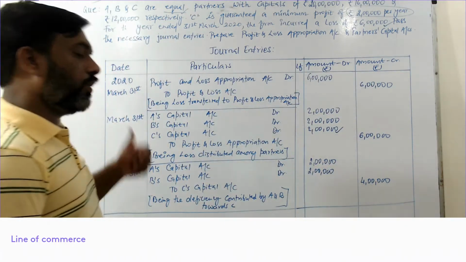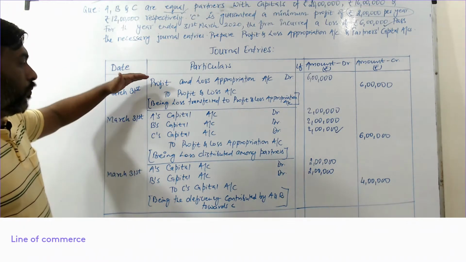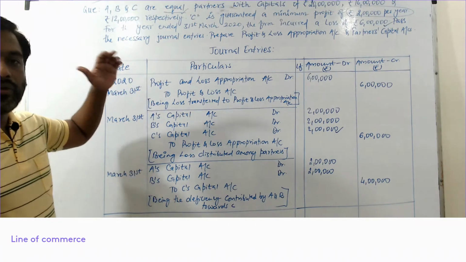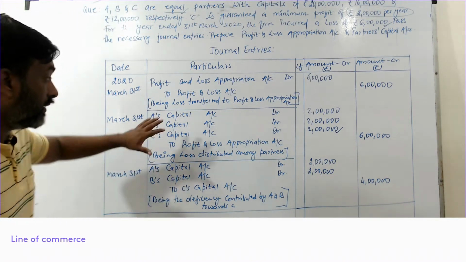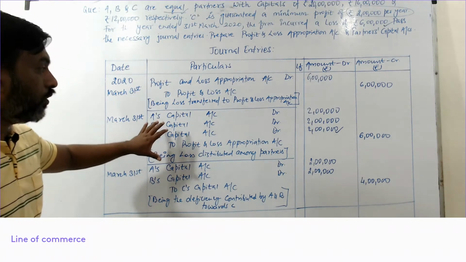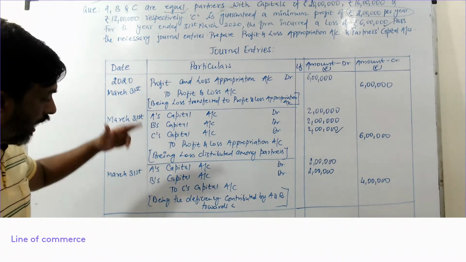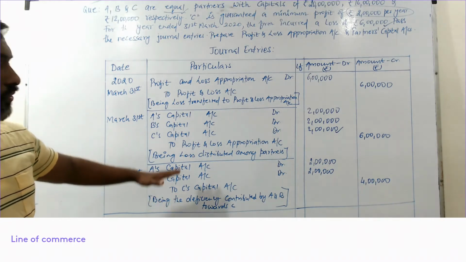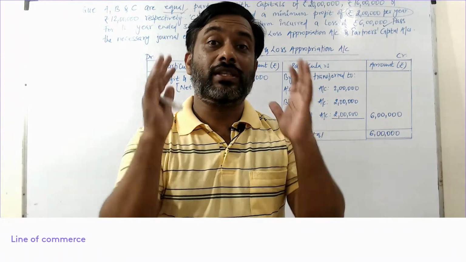This is how you will pass the journal entries. There are 3 journal entries. Hope all the 3 journal entries are clear. This is the first entry to transfer the loss from your profit and loss to profit and loss appropriation account. This is the second journal entry to distribute the loss. So here you will know how much loss each partner is incurring. Now the last journal entry is to adjust the deficiency. So these are the journal entries.